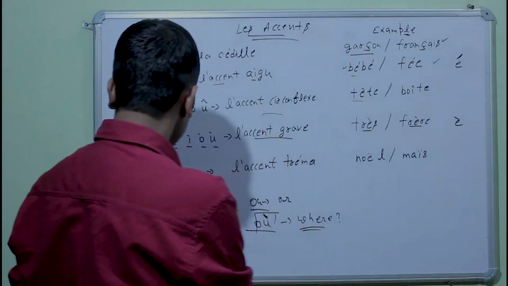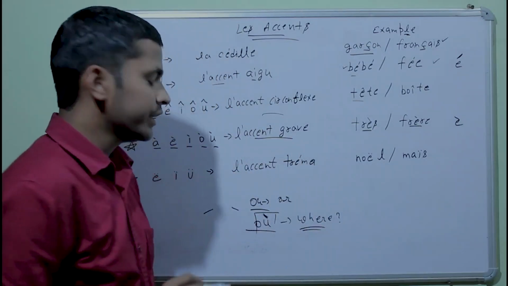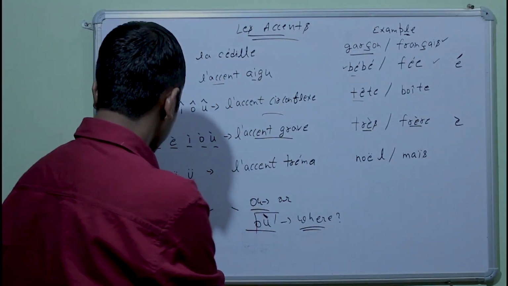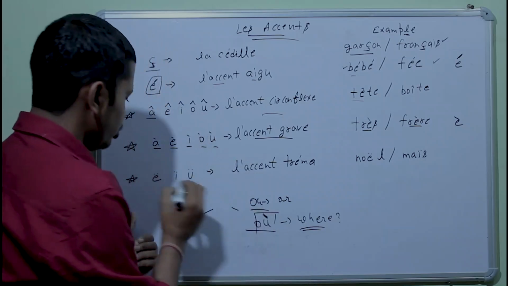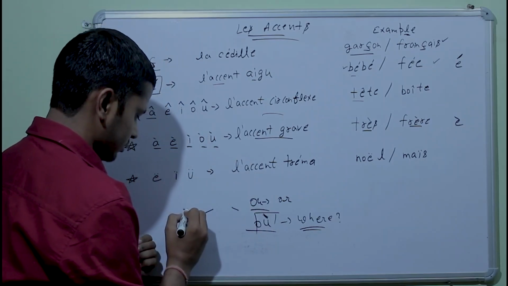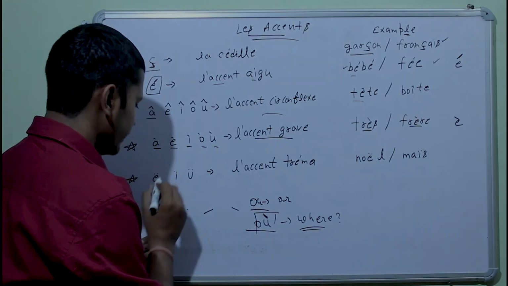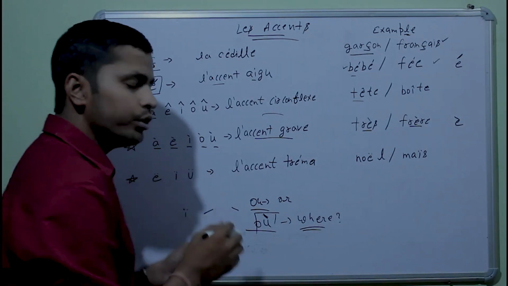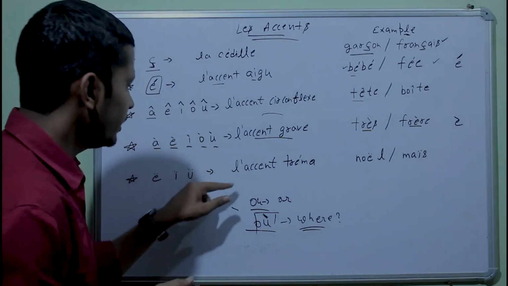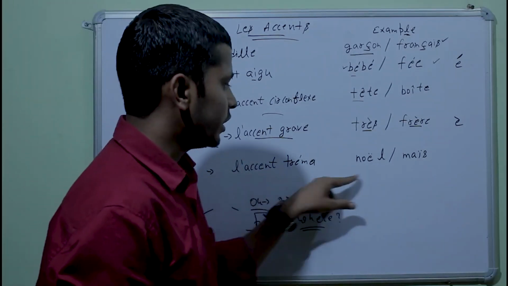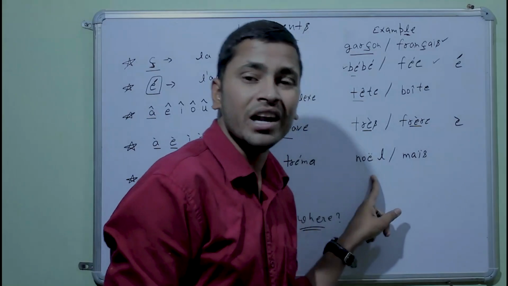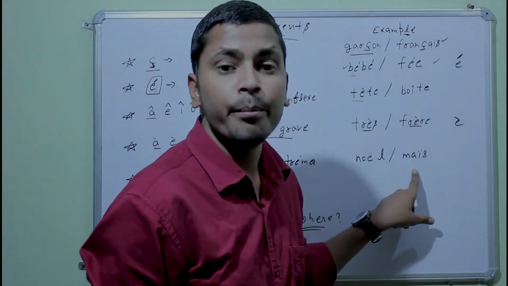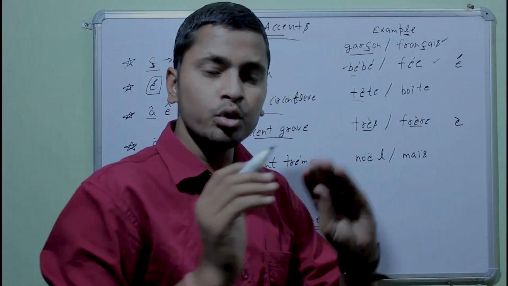Next is the tréma. So how to use the tréma? It is used like this, over the E, I, U. Noël, maïs.